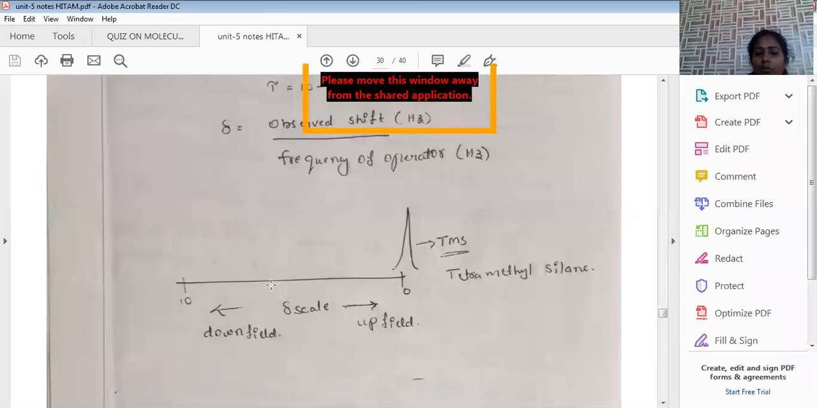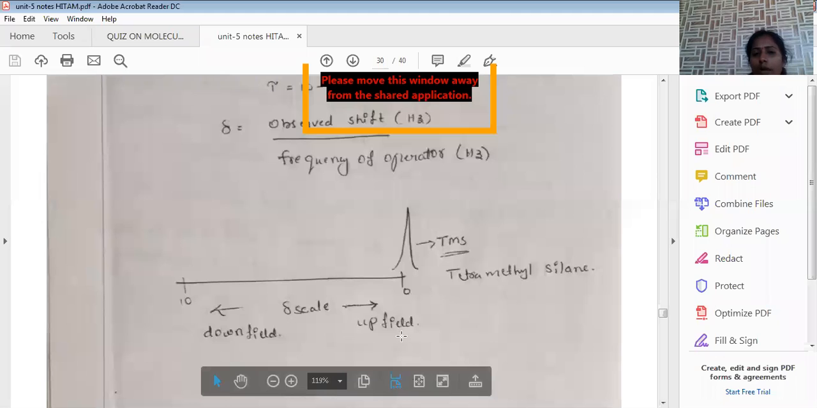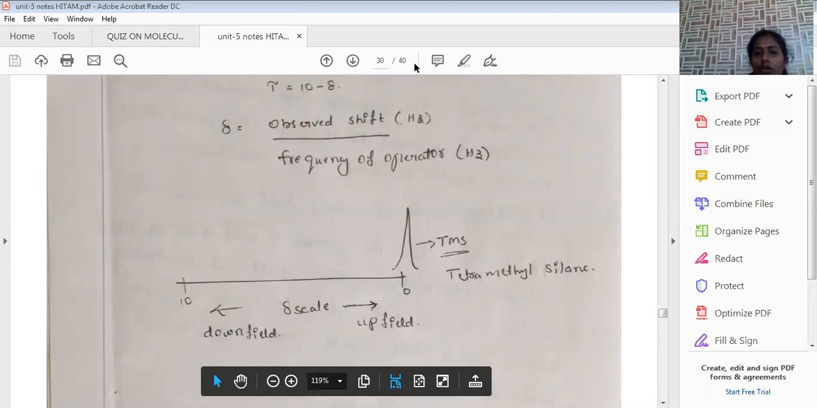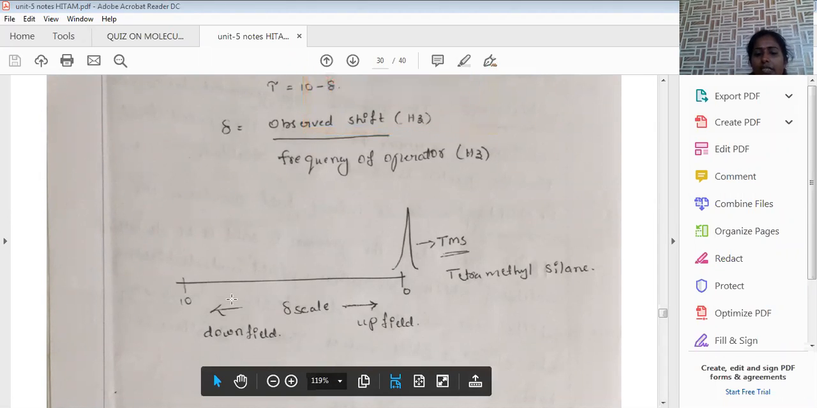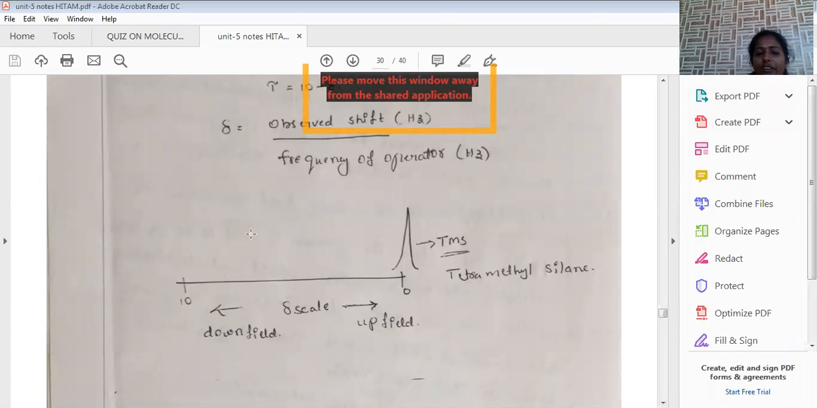If the values are moving towards 0, those values are called upfield values. When the values are moving towards 10, those are called downfield values. Remember, towards 0 is called upfield, towards 10 is called downfield. And in this delta scale, shifting of signals is possible. Different sets of hydrogens have different positions of signals.